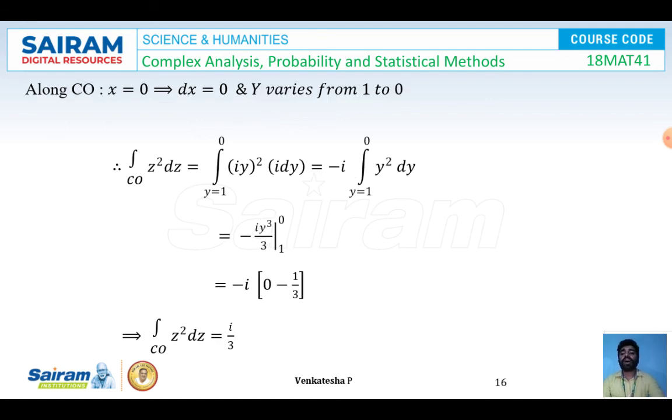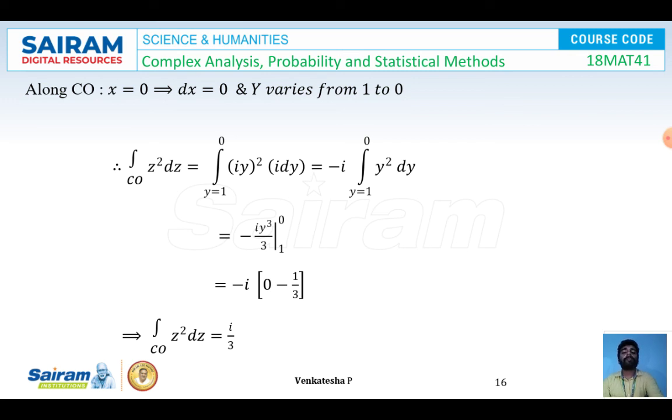Now the last region, along CO. Along CO we have x is equal to 0. It implies dx is equal to 0. Since dx is 0, we have to find only the y limit. So in this region, y varies from 1 to 0. So now the integral over the region CO, z square dz will become the integral y from 1 to 0 (iy) whole square into i dy.